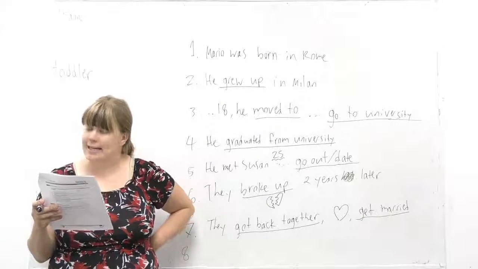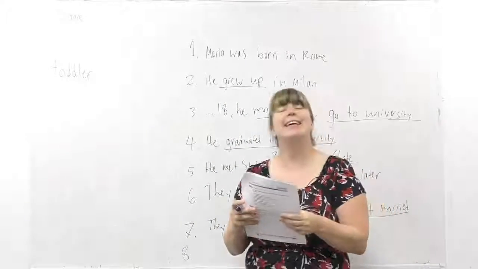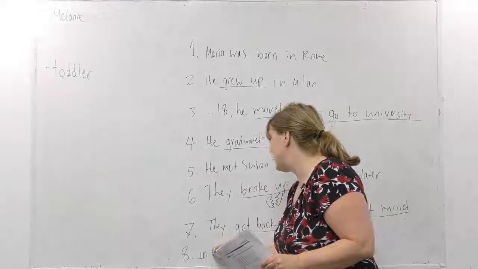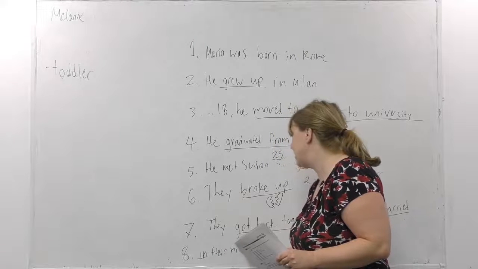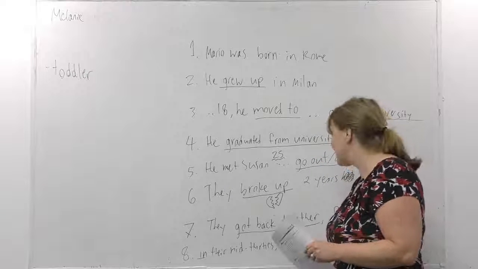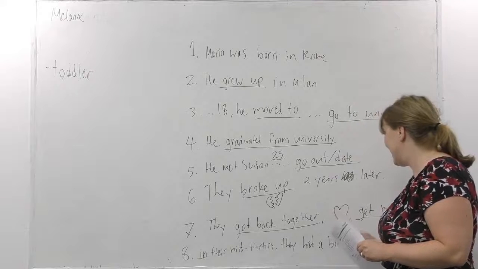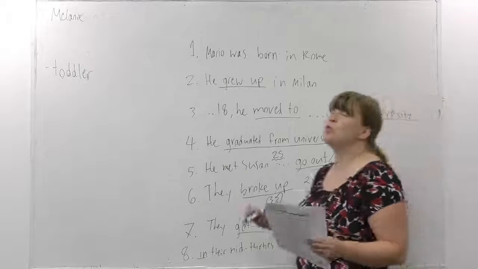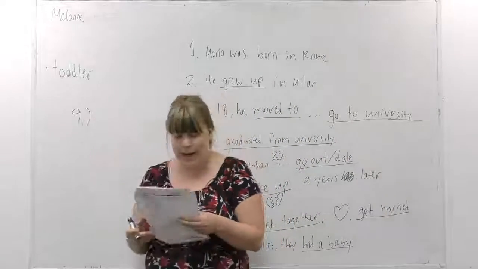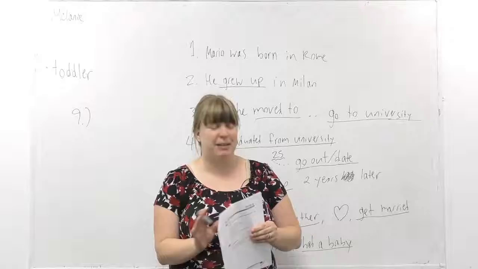Any answers? Okay, I see an answer on the screen. Oh, here we go. So 2 years later, in their mid-30s, so like 35, 36, they had a baby. Aw, that's sweet. Okay, very good. And there's one more left, one unfortunate ending. Oh dear, what happens? This is the only one left.